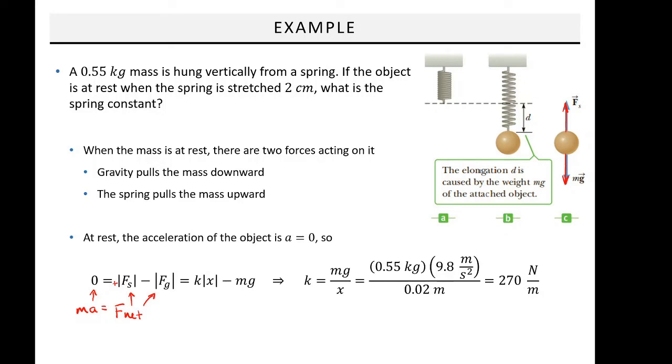Then I plug in Hooke's law for the spring force. I get k times the absolute value of x. And for gravity, I just use m times g. The question is asking us to find the spring constant, so I can now just solve this equation for k. I find k is equal to mg over x, which should technically have these absolute value bars around it. And then I just plug in the numbers and I'll find that the spring constant is equal to 270 newtons per meter.